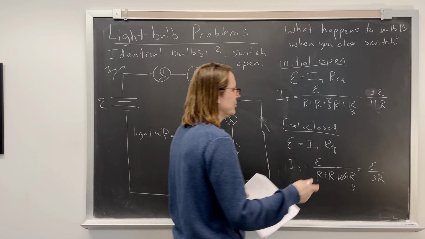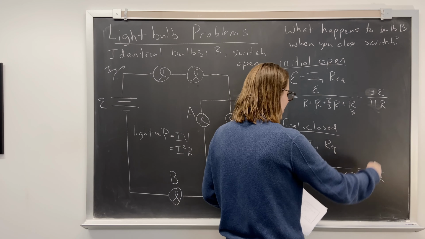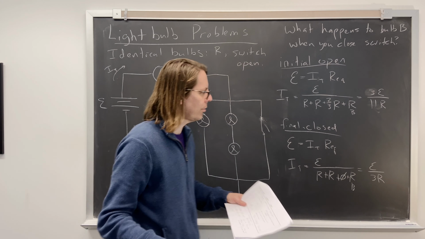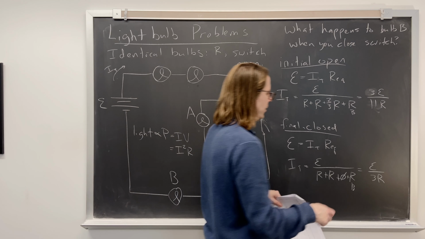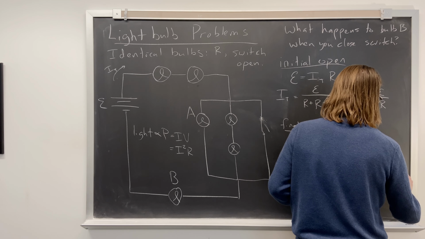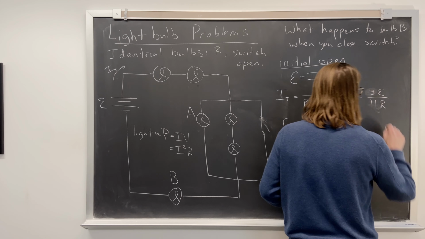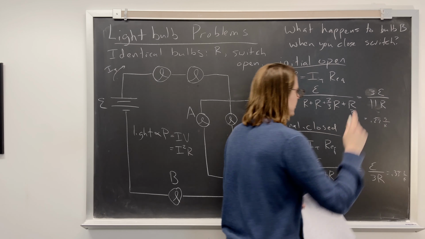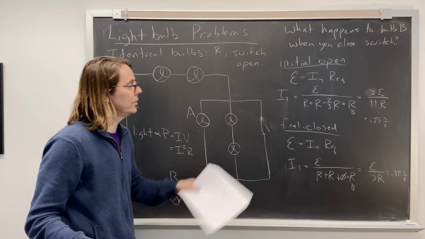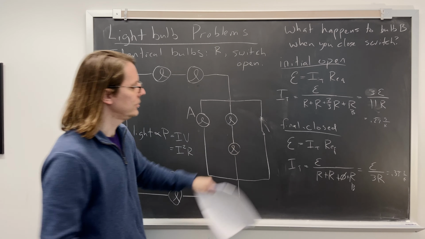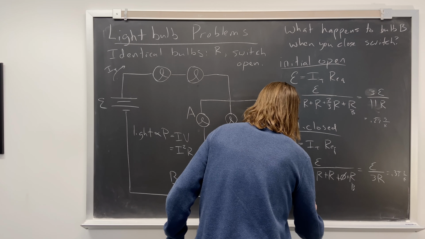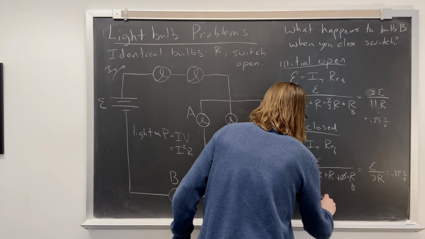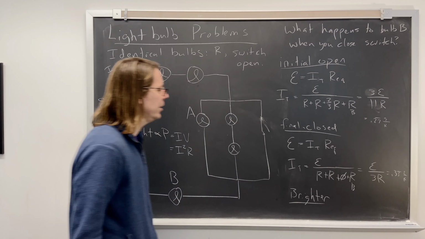Okay, so 3/11 is 0.27, and 1/3 is 0.333333. So this is higher current. 0.33 E over R, and this is 0.27 E over R. So this wins, so it gets brighter. That's the story. The current is higher here, so it gets brighter. You get light in both cases, but you get more light down here.